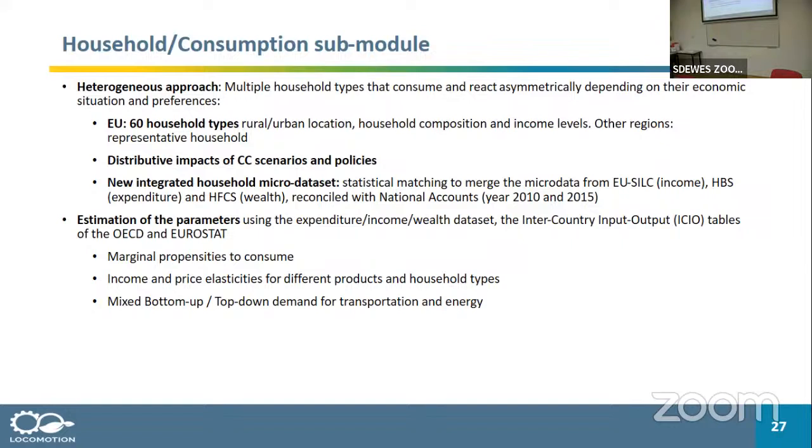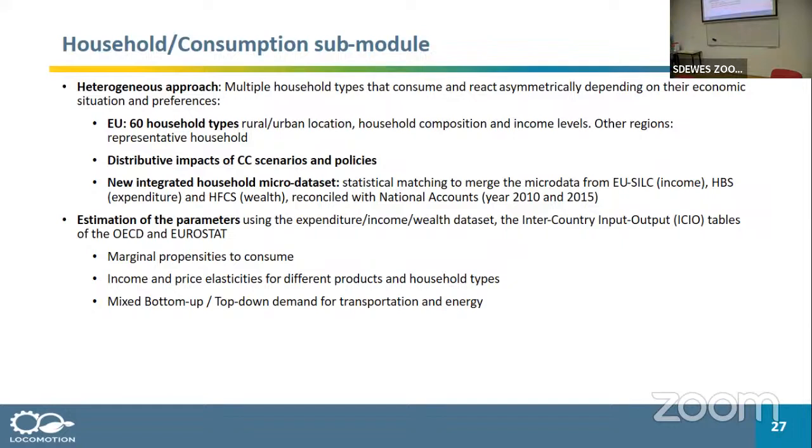We have information of the expenditure by category, on the wealth by source of wealth, by type of wealth, and the income by source. The data getting income from labor, from assets, how the taxes that they are paying, etc. And we have this database for the year 2010 and 2015, with the national account. It's a key output of the model that enabled us to do the econometric estimation for the household submodule.